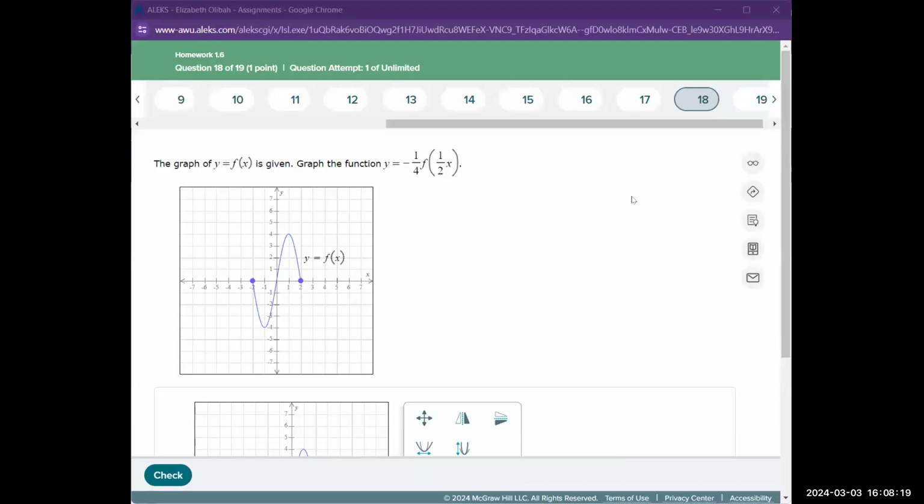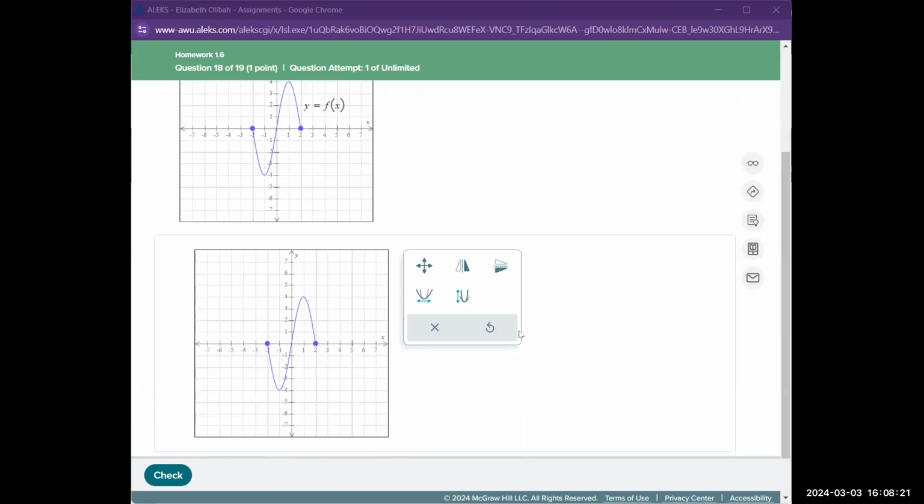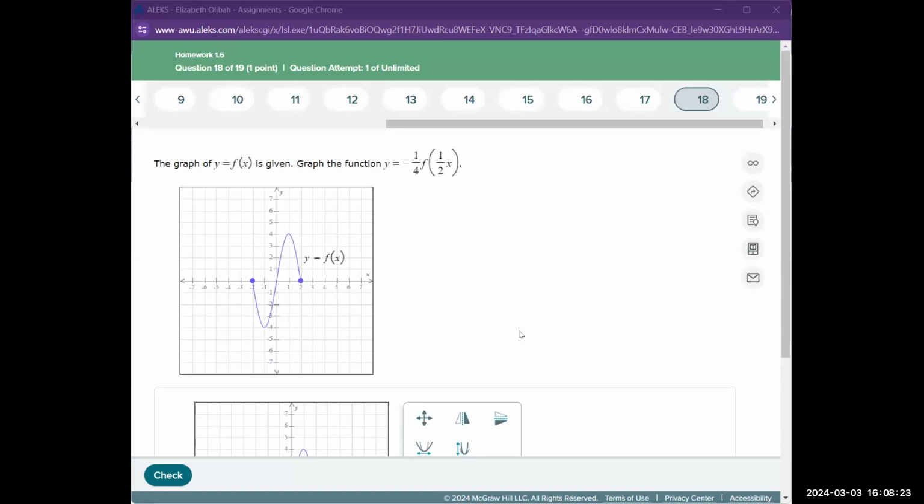Okay, let's just look at the last two on the homework because those are a little tricky. So this one I'm not going to do, but it's just asking you to pick. Wait, I thought it was asking you to pick, but maybe not. All right, it's asking you to graph the function given these two things.